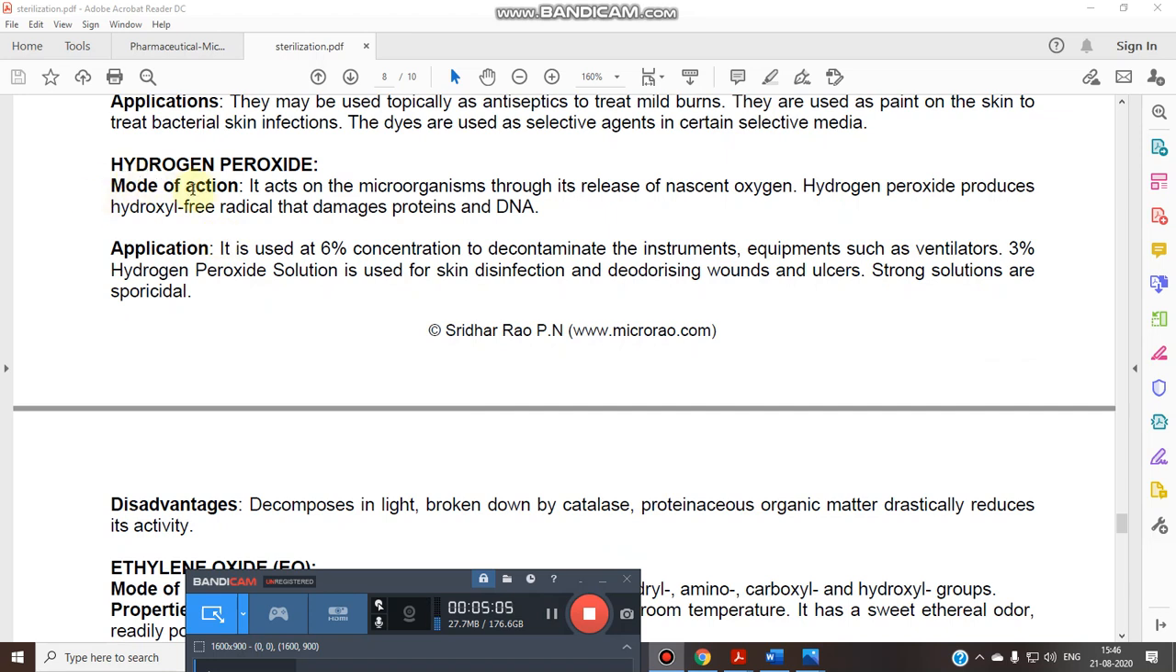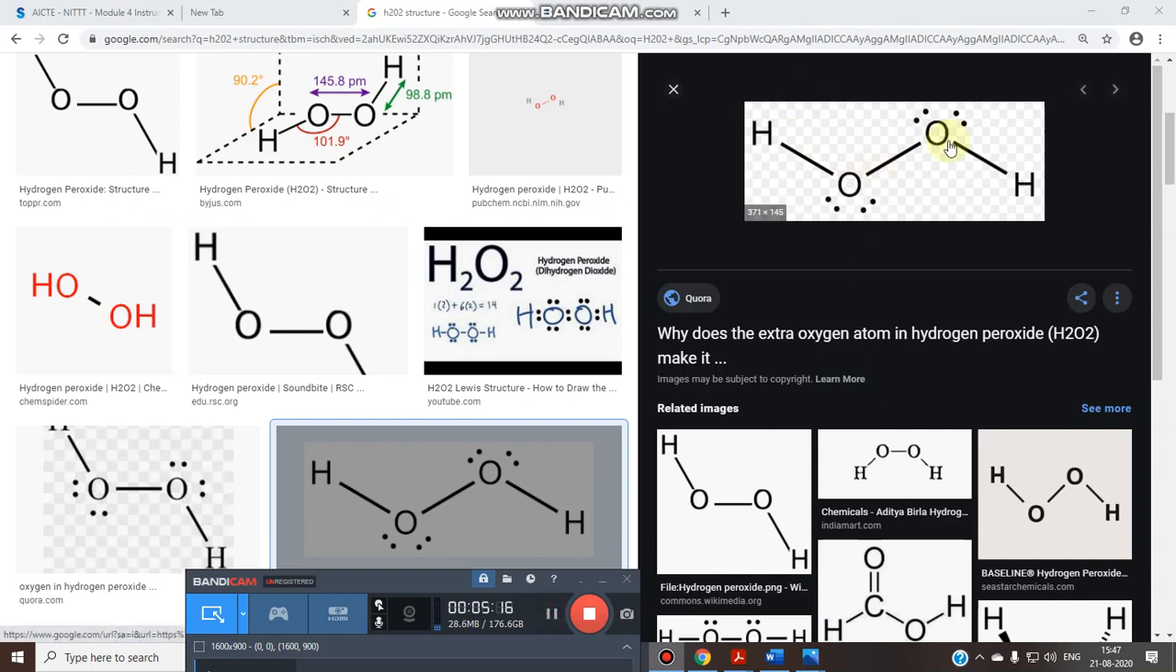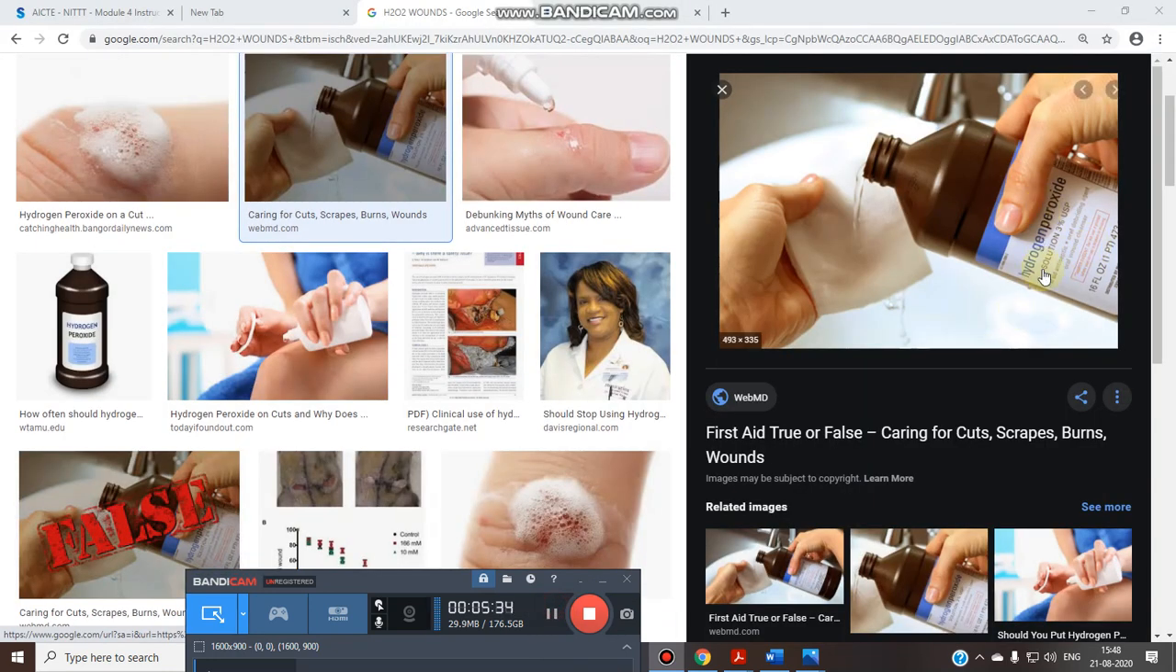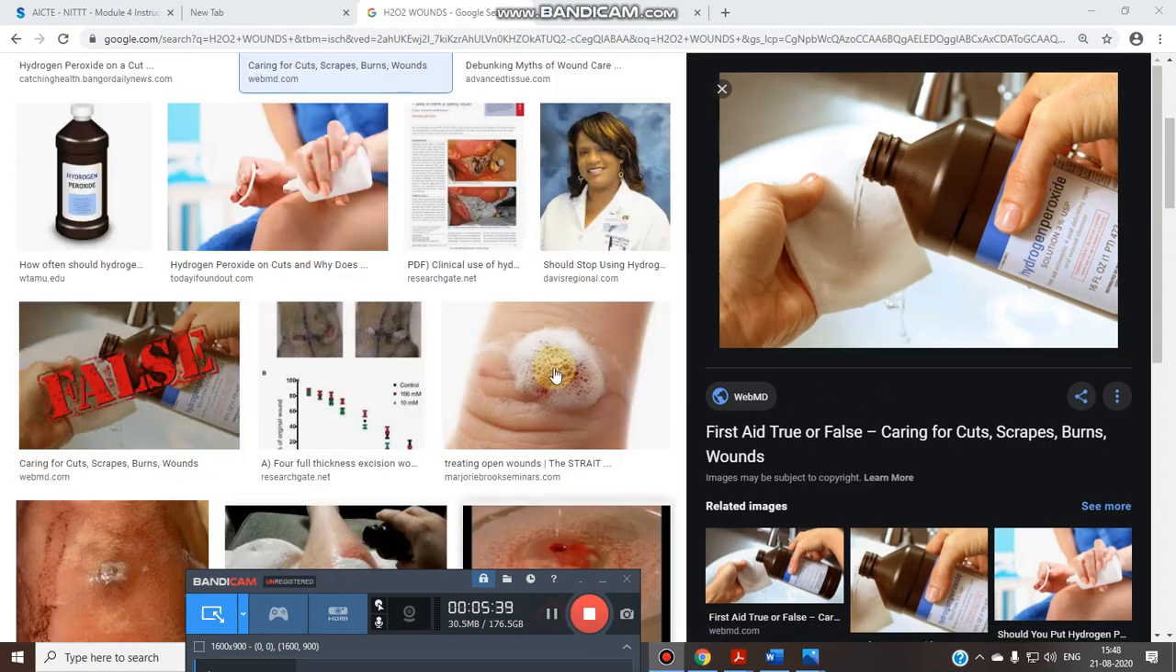Next is hydrogen peroxide. Very important, it acts on the microorganism through its release of nascent oxygen. See the structure, this is H2O2. Applications: it is widely used at 6% concentration to decontaminate instruments like ventilators, and a 3% H2O2 solution is also used for skin disinfection and deodorizing wounds and ulcers. See this, H2O2 3% USP solution for wounds. This is the deodorizing of the wounds.